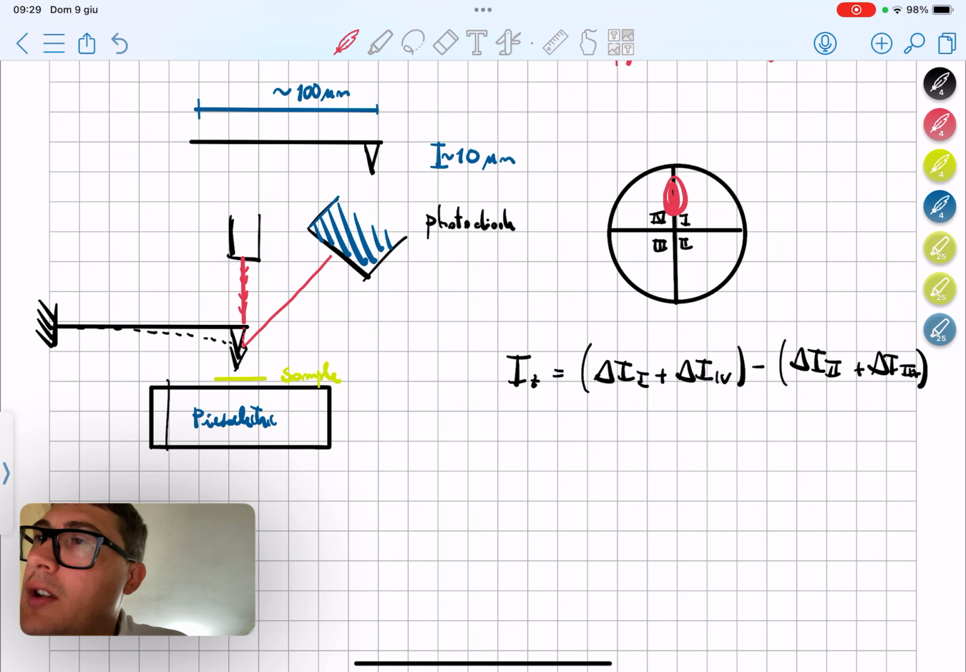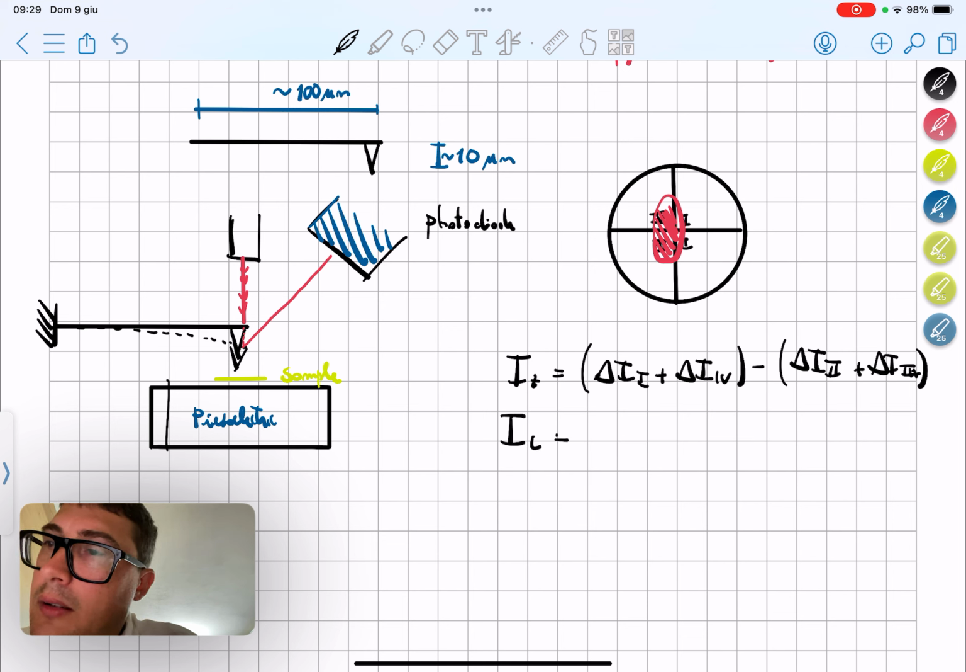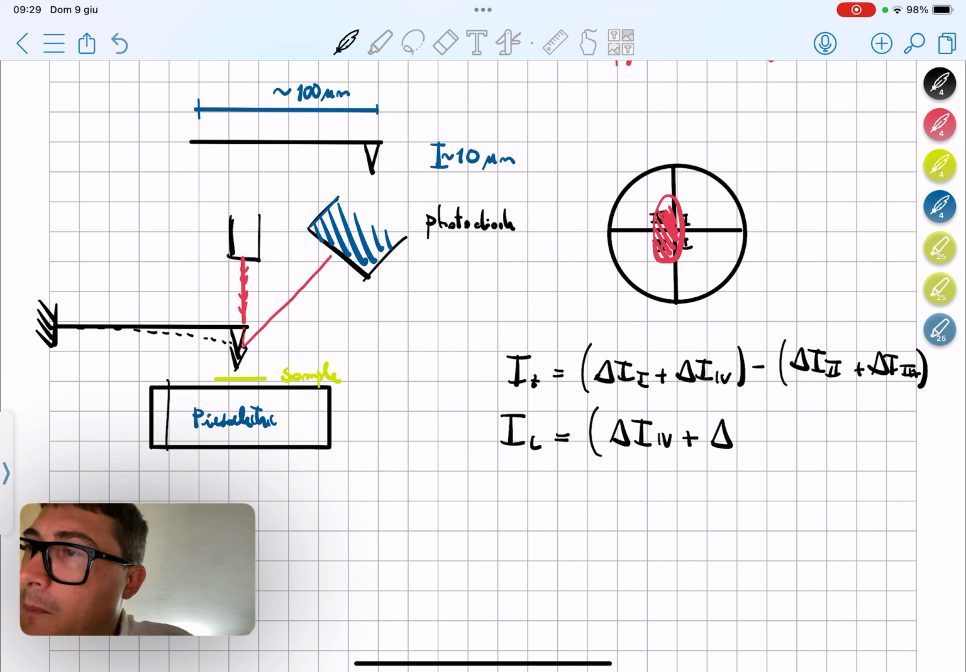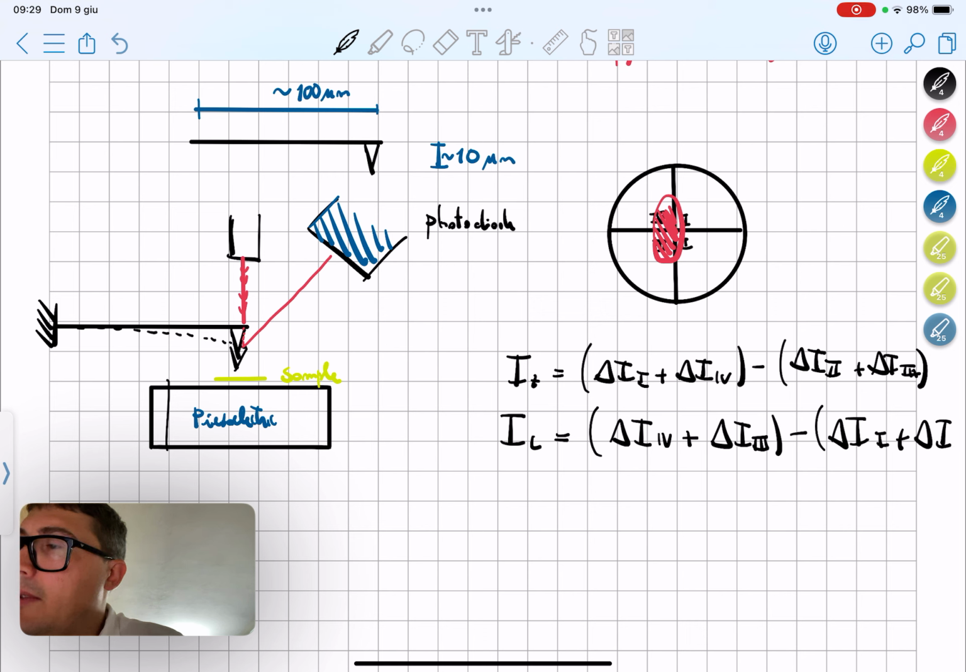The laser may be pointing here, or maybe like this, predominantly in the first and fourth quadrants rather than the second and third. The same goes for the lateral signal. We may have something like that, where the laser is pointing partially on one side and partially on the other. So we define the lateral signal as the delta I of the left side, which is 4 plus 3, minus the sum of the deltas of the right side, the first plus delta I of the second.